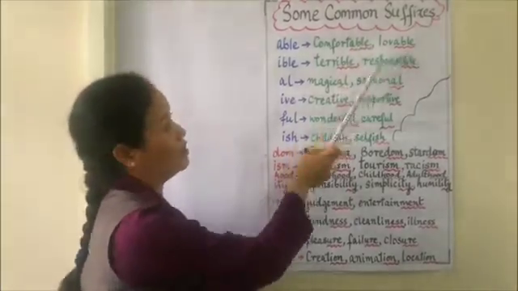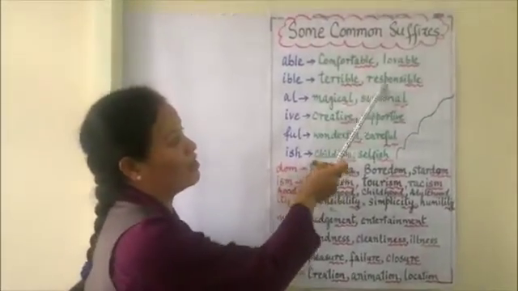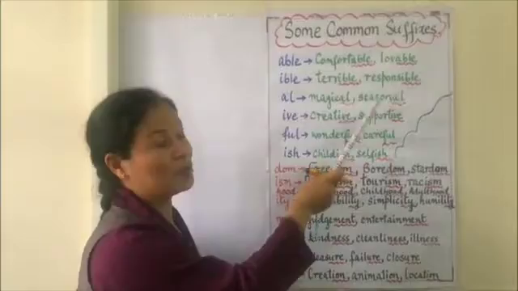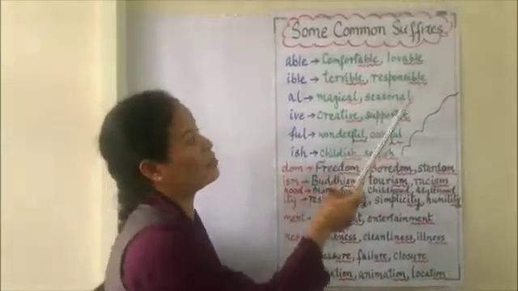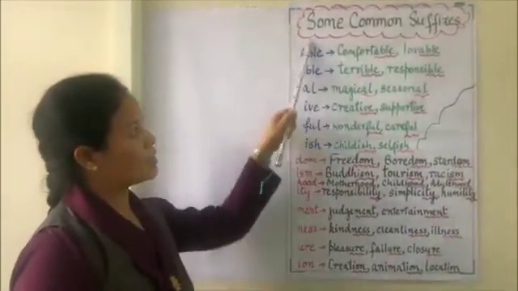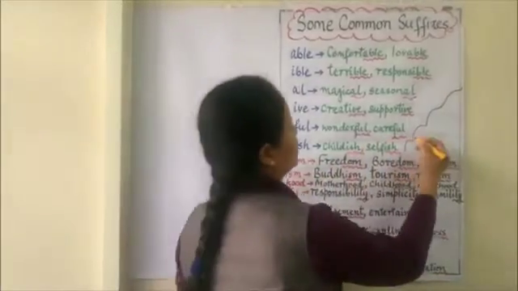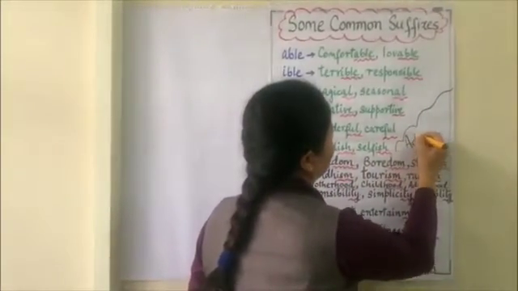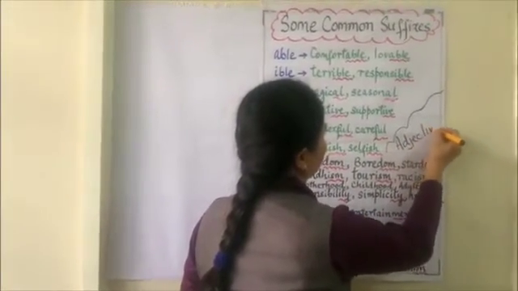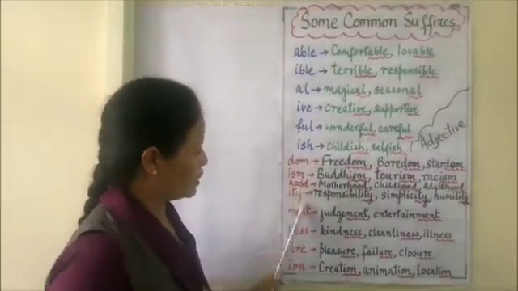Comfortable, lovable, terrible, responsible. The noun form is responsibility, so responsible. These suffixes convert a word into its adjective. And then we have another list here.